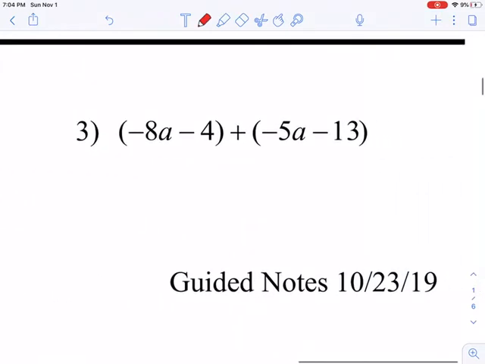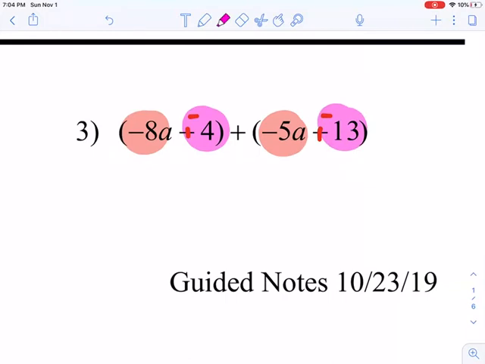Okay, look at number 3. We do have 2 subtractions in here, so we're going to change those to addition, next number to its opposite. We can add the a's together, and we can add the negative 4 and the negative 13 together. So negative 8a plus negative 5a is negative 13a. And then we have a negative 4 and a negative 13. That gives you negative 17.